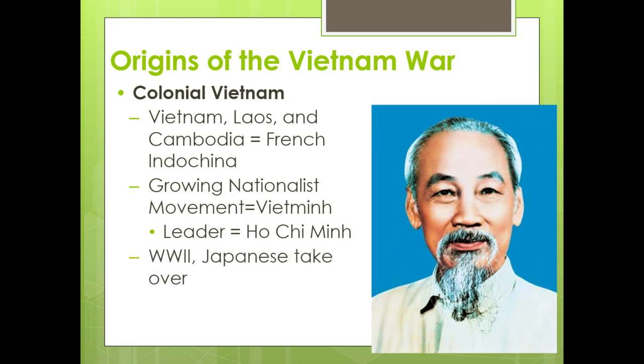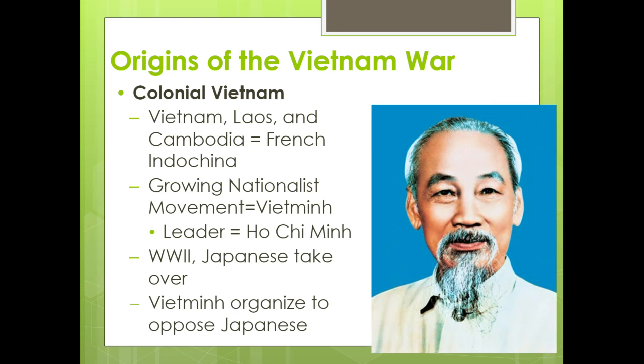The French are then kicked out by the Japanese during World War II. The Japanese conquer all of French Indochina. It's a major battleground because of the resources that are there. And the Viet Minh continue to organize and oppose the Japanese during their occupation. So this leads to Ho Chi Minh becoming a folk hero and being viewed as the leader of this growing nationalist movement in Vietnam to create their own country.